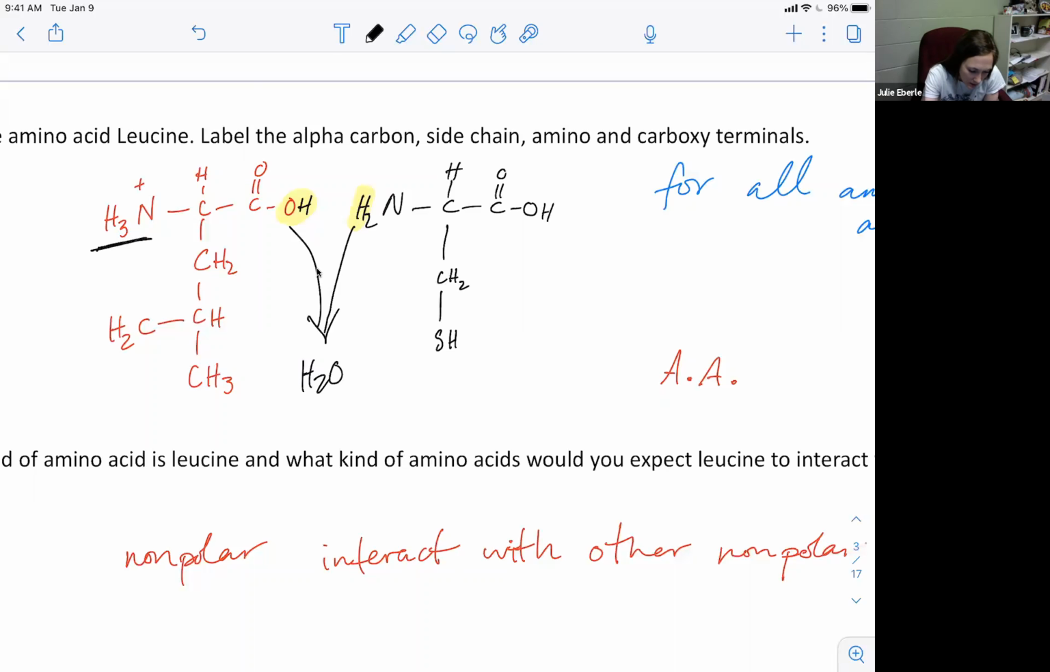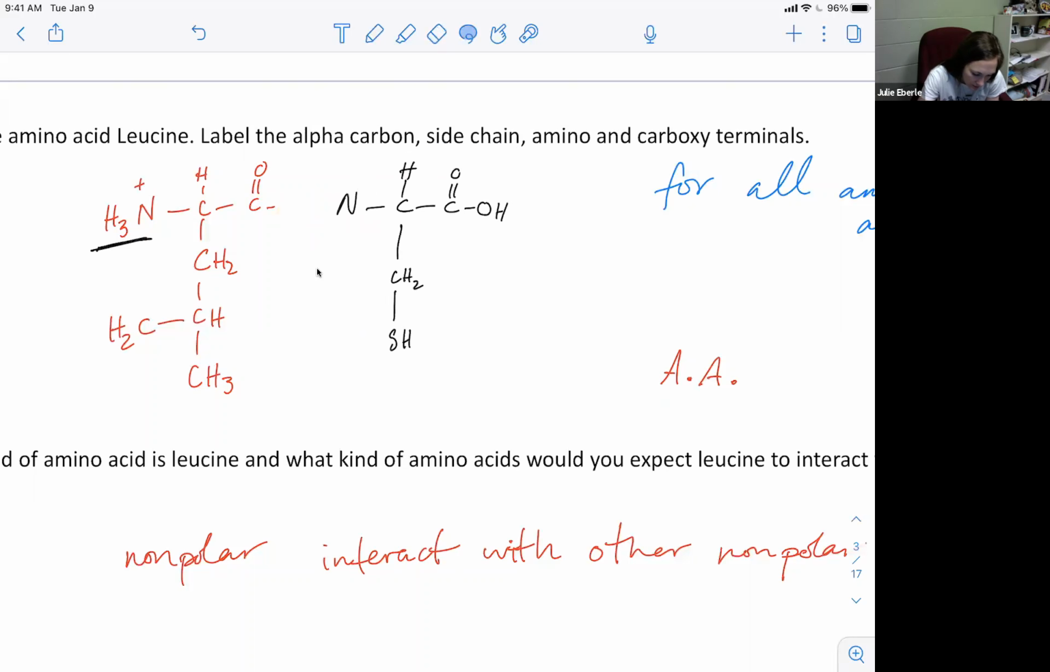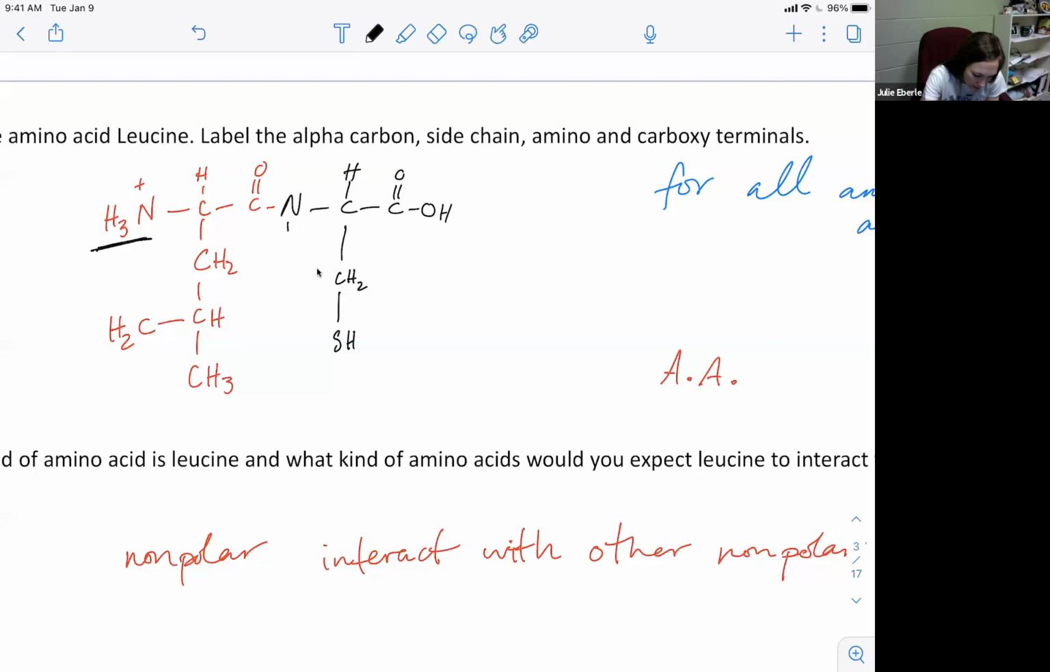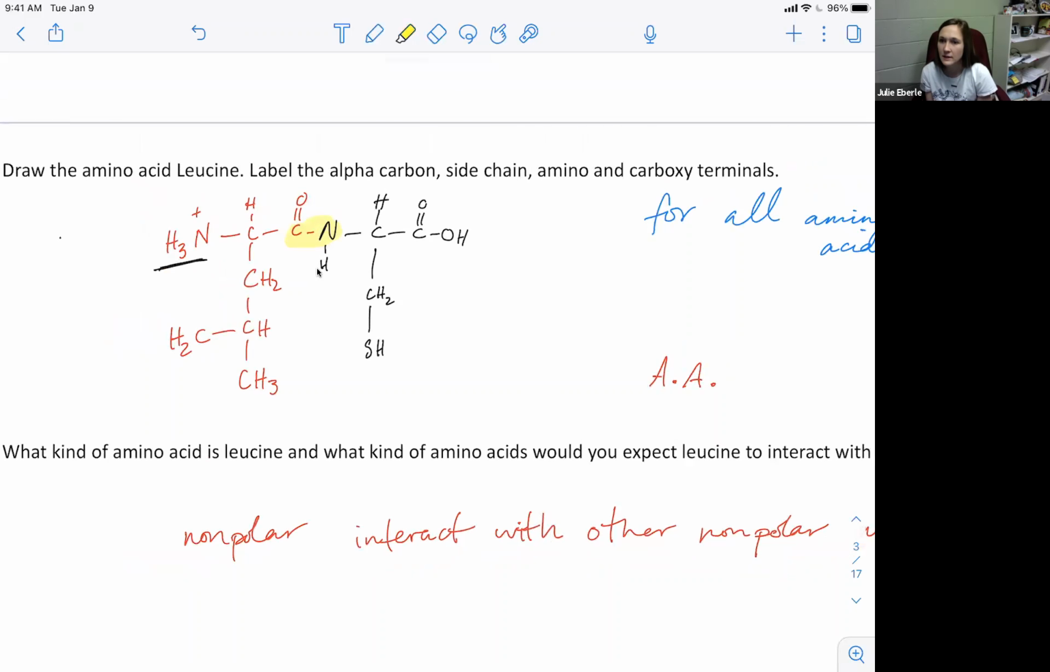So then let's see if I can make this work. Slide this over, and I have to add one hydrogen back on right there, because we only lost one hydrogen from that amine group. We still have one hydrogen on that nitrogen. Okay, and here's your peptide bond right there, linking those two amino acids together now. Okay.